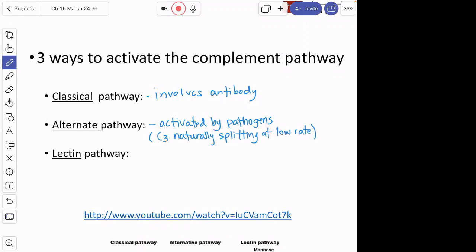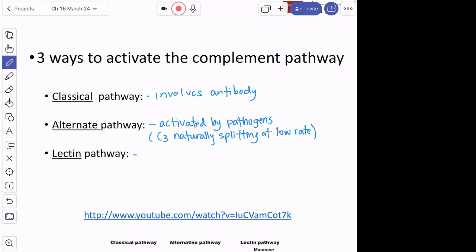Okay, so to put that a different way, it turns out that C3 doesn't necessarily need to be acted on by C3 convertase. It's just naturally breaking in half all the time. And if it happens to be in the direct vicinity of some pathogen, as well as a few other factors that have to be present, then the whole rest of the cascade gets activated. Okay, and it has to be within like a minute, or the C3a and b start to degrade. Okay, so we'll look at a picture of that in a second.